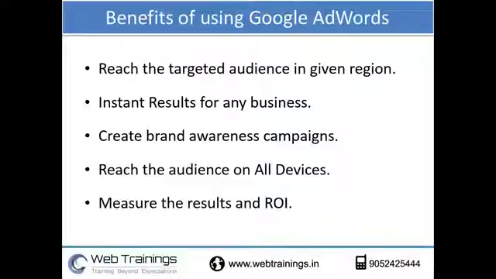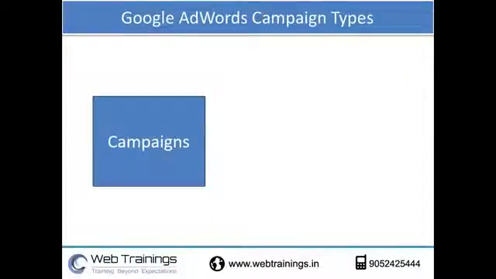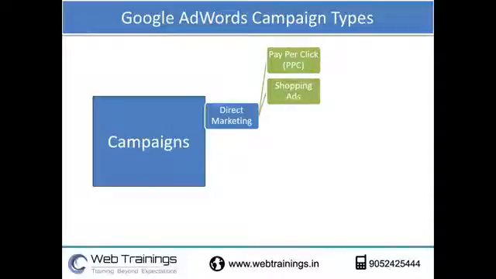So let's go ahead and understand the different types of campaigns provided by Google AdWords, and which campaign we are going to see from a practical point of view. Google provides two types of campaign. One is direct marketing, where we can do PPC and shopping ads. This is related to the search campaign, and in today's class our agenda is how to create a PPC campaign.